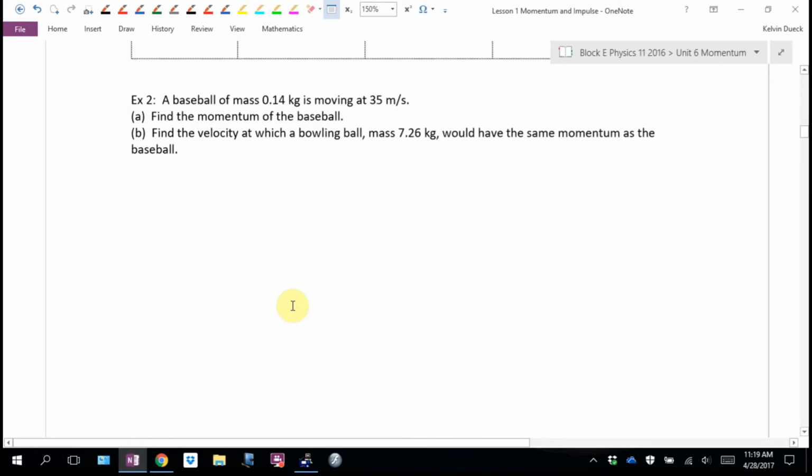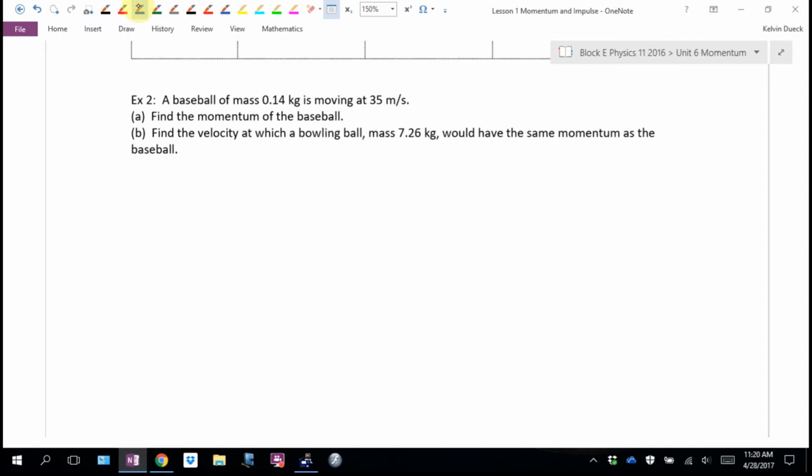So what can we do with some of this? Example 2, a baseball of mass 0.14. By the way, you were pretty good there, Haley. I think it's just slightly above 100 grams, above 0.1. I kind of talked you into the 0.2, but I don't even think you were quite heading there. I think at one point you were almost thinking like 150, which is really close to the actual mass. I was impressed.